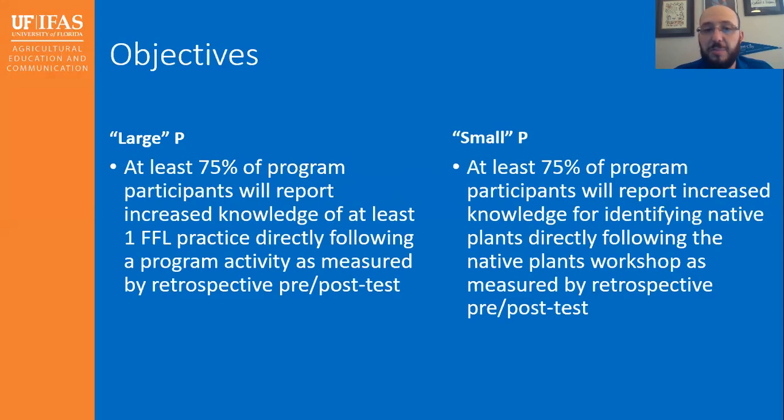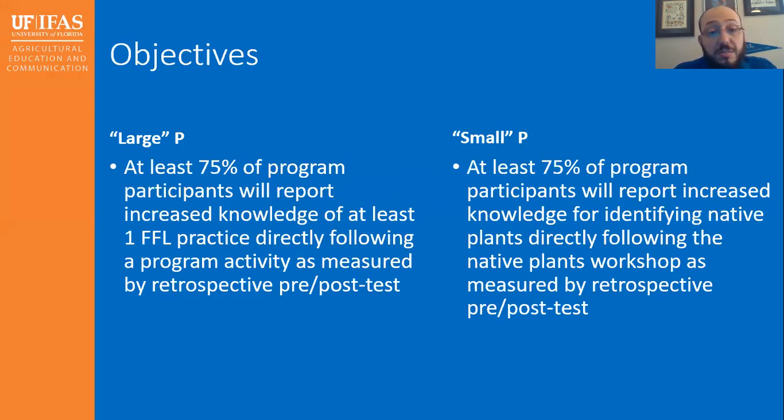So these are just some examples. I like to provide examples because it gives you an idea of what it looks like within the actual context of a program. So the first one is within the context of the FFL program. So at least 75% of program participants will report increased knowledge of at least one Florida-friendly landscape practice directly following a program activity as measured by retrospective pre and post.